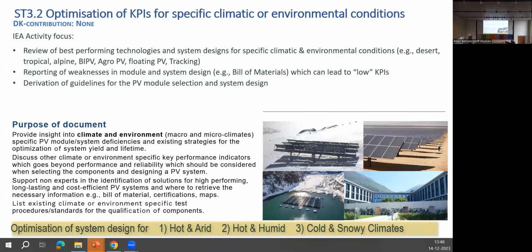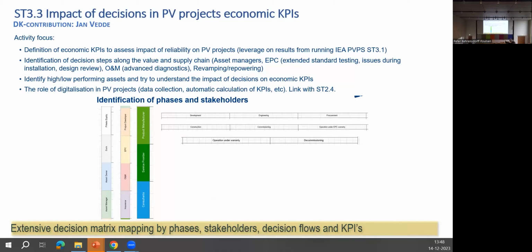So next, subtask 3.2, it's a more generic type of subtask. So it's all about how you could consider to optimize this system design specifically for a specific climate, whether it's hot and arid, hot and humid, or cold and snowy climates, and what are the type of considerations and opportunities to select material and components dedicated to such specific climate conditions. So again, a subtask where a lot of reports will be made.